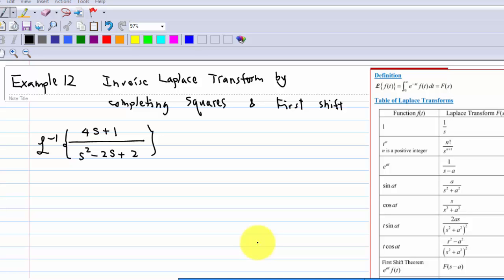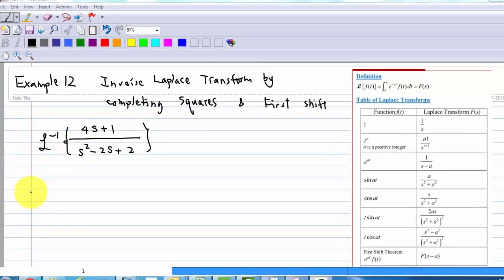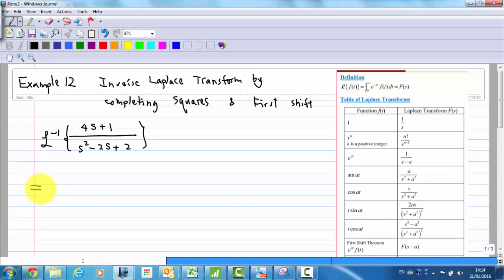This video will show you how to find the inverse Laplace transform by completing the square and first shift. We are going to find the inverse Laplace transform of 4s plus 1 over s squared minus 2s plus 2. First, we are going to do completing the square.